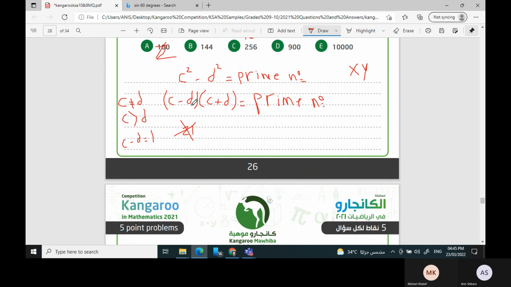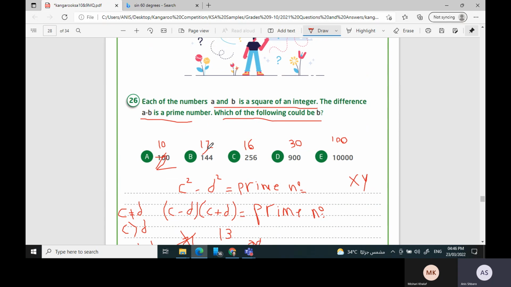So 12. If D is equal to 12, C must be equal to 13. So 13 plus 12 is 25. 25, is it a prime number? Of course not. We can divide it by 5. It's 5 power 2. So I'm going to remove it and take off this choice.